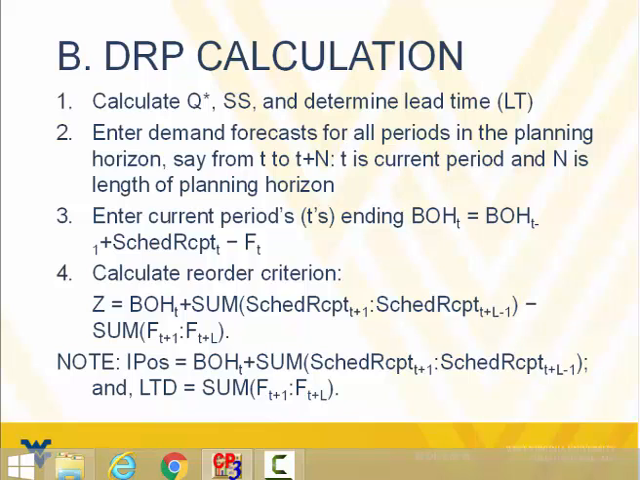While we're doing the DRP calculation, we need to know when to order and how much to order. We also need to keep track of the safety stock. And we want to compare the balance on hand and what is going to be received to a certain reordering criterion that we're going to calculate.